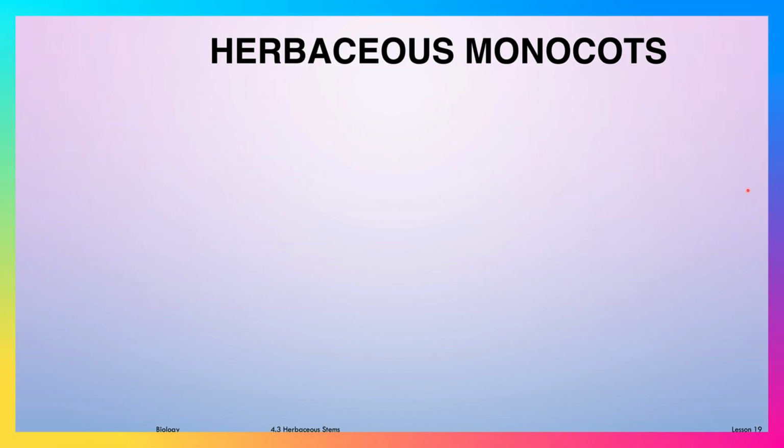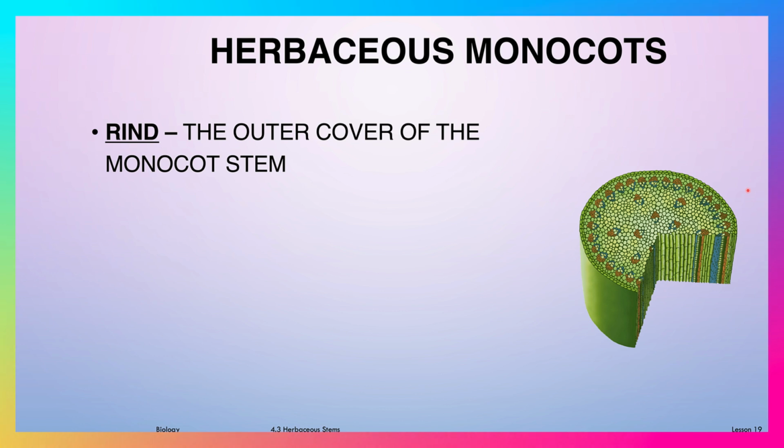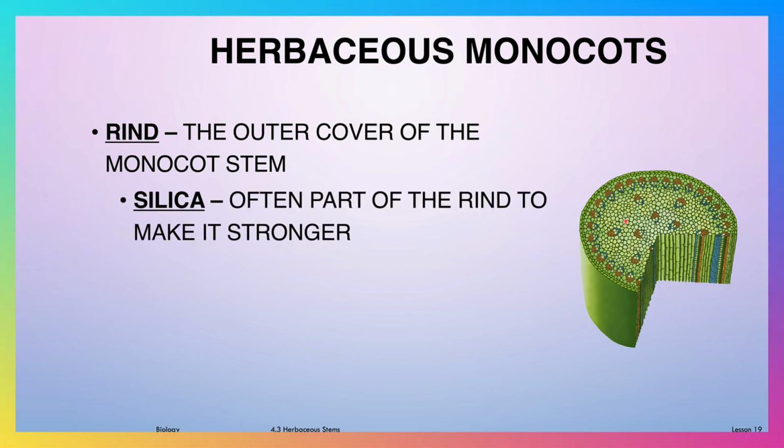Now, remember the previous picture, now look at the monocot. The monocot has a much different arrangement, and the monocot stem has a rind on the outside that covers the stem, and then the vascular bundles are in a ring around the outside as well as scattered throughout the stem. In that rind is a material known as silica. Silica is like sand, and the purpose of silica is to make the rind stronger.